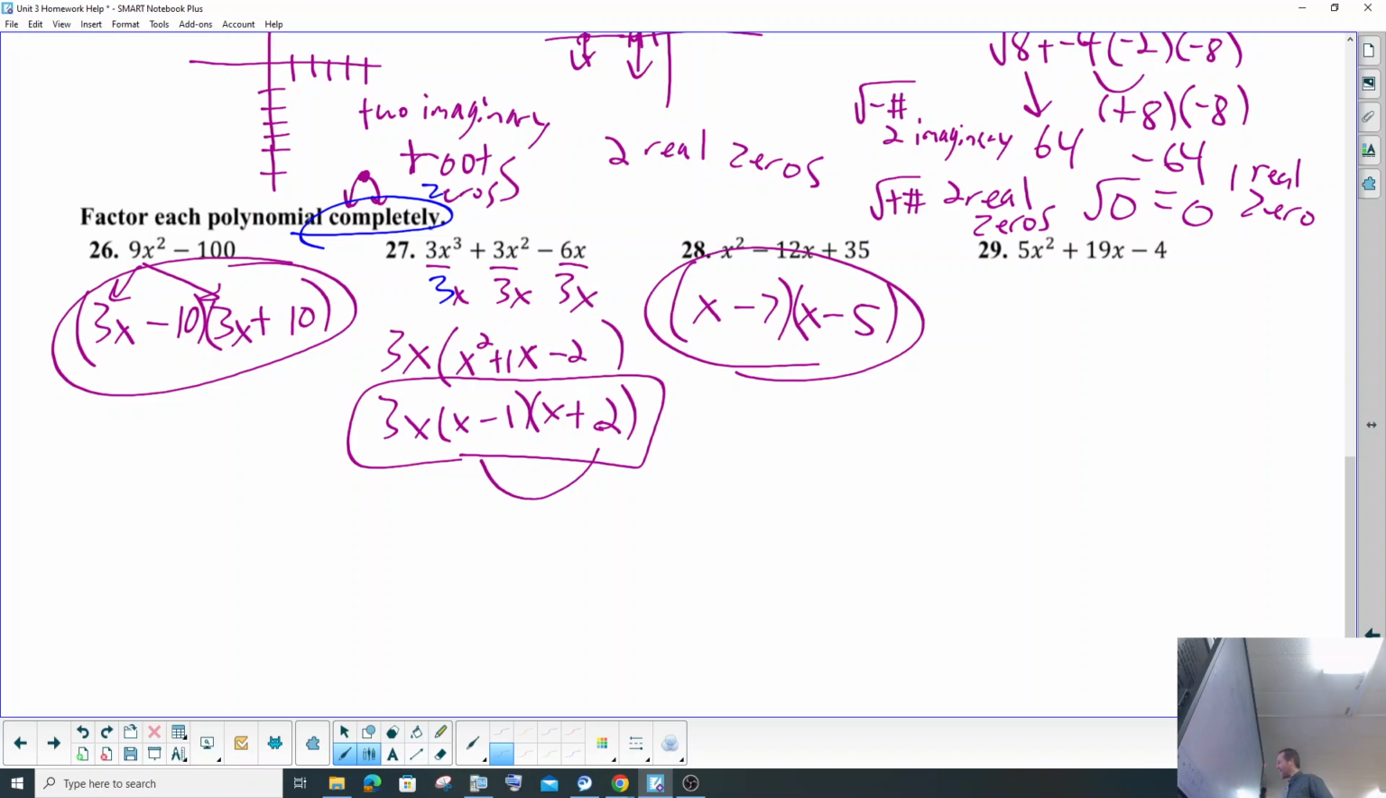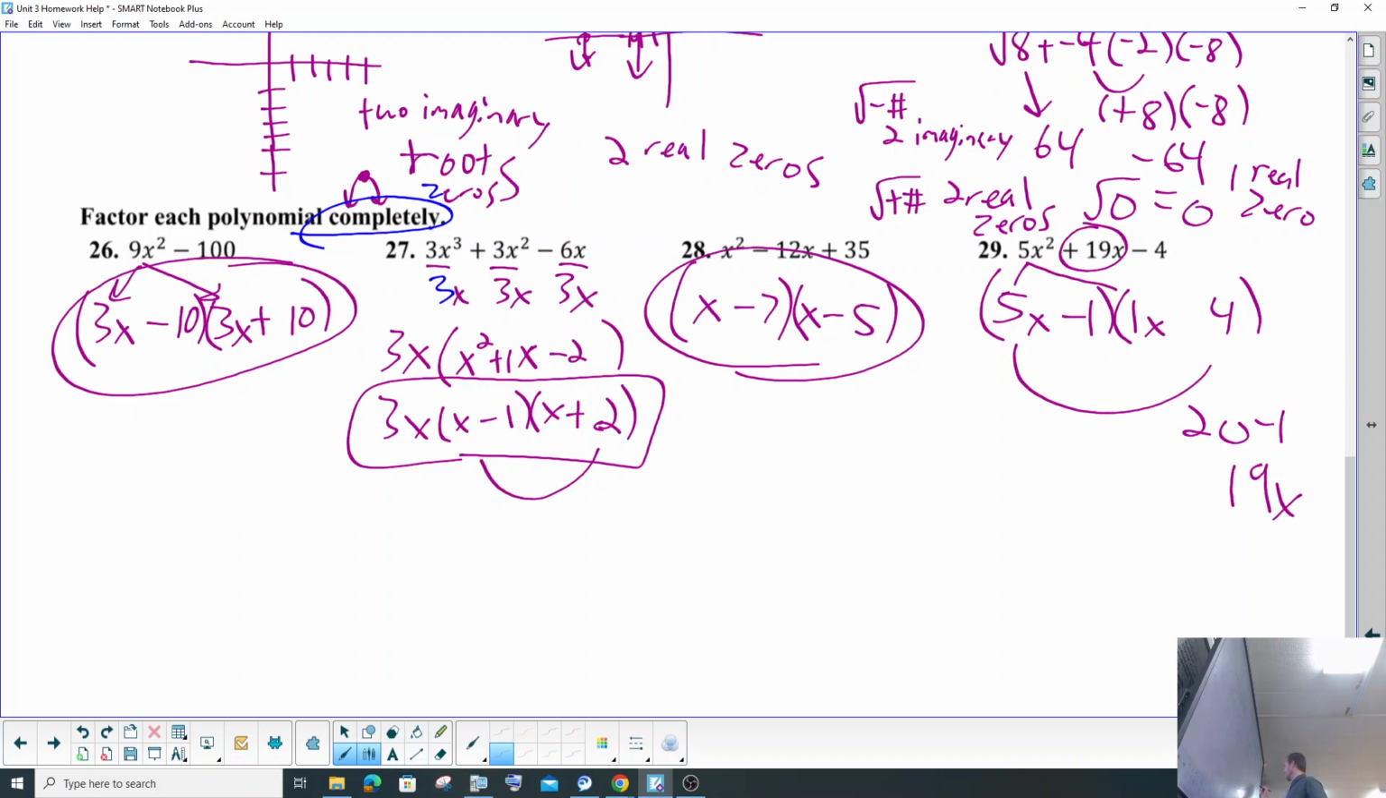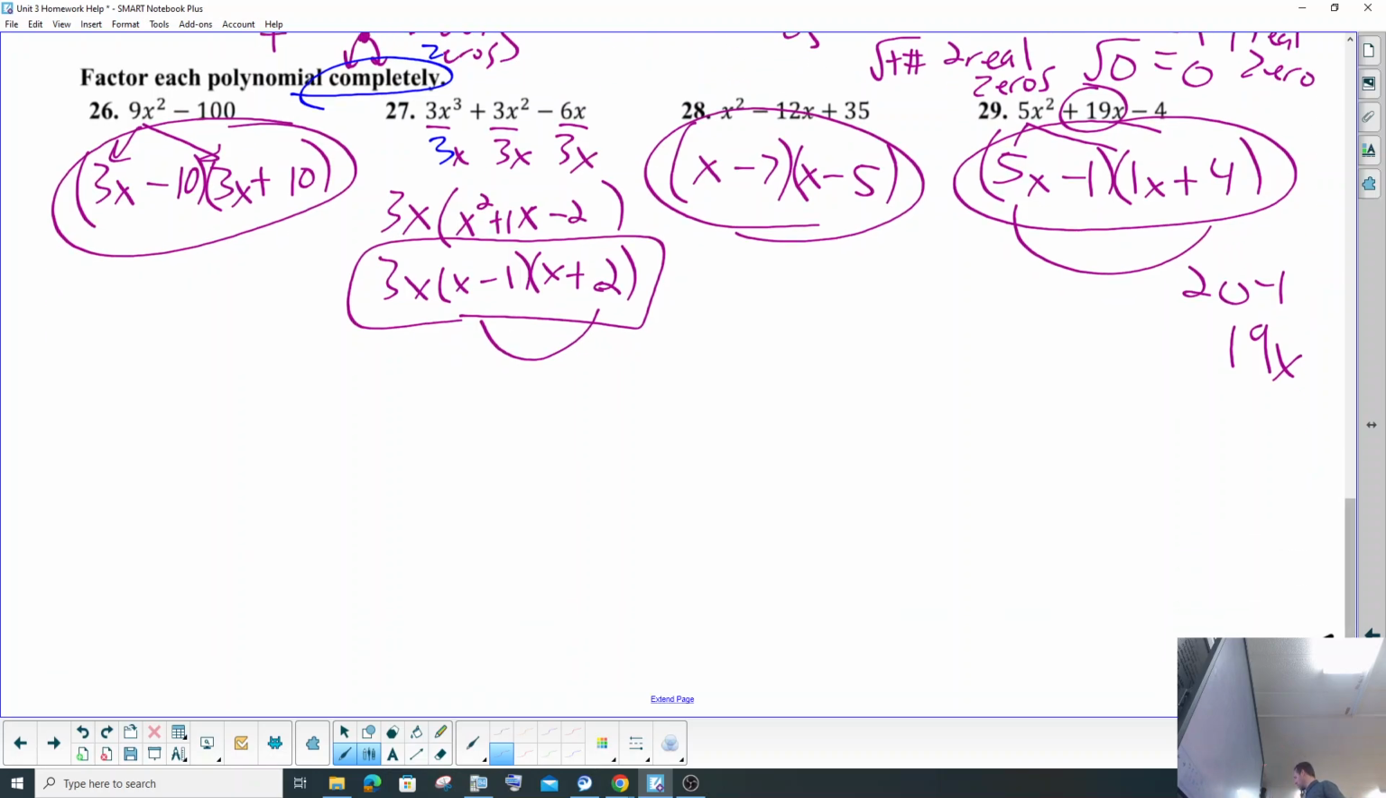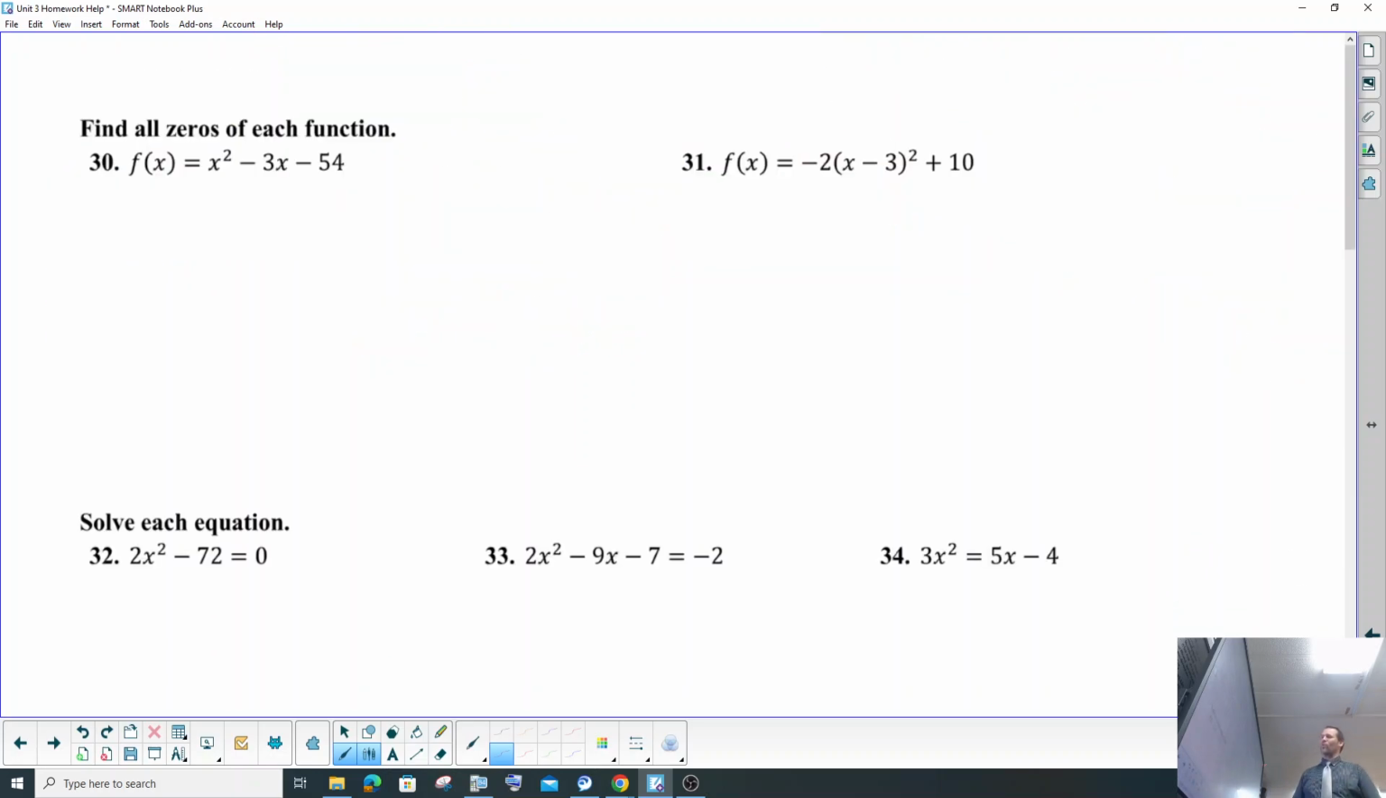Ooh, this is a tough one. So we have factors of 5 and 1. Factors of 5 are 5 and 1, x and x. Factors of 4 are 4 and 1. I was just thinking, if I put the 4 there, 5 times 4 is 20. And 20 minus 1 is 19. Whoa! Which is what we wanted. So that means this has to be positive and that one has to be negative. Yeah, we did it. Make sure you pause me and try these on your own. All right, next page.